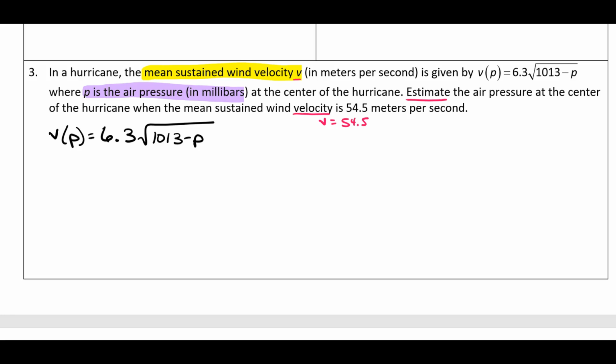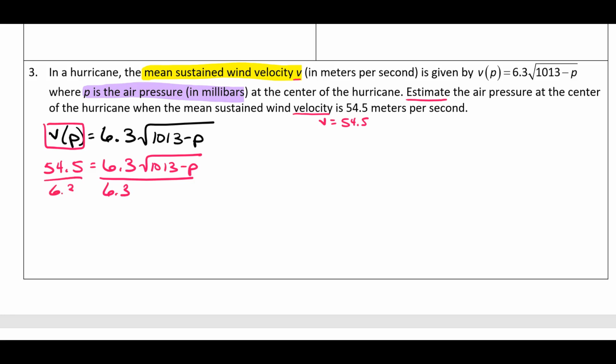So we have to know if we're plugging in for V or P, which means where this V of P is, I'm going to plug 54.5. So 54.5 equals 6.3 times the square root of 1013 minus P, and we're going to solve. So our first step would be, again, to isolate the radical. So we're going to divide by 6.3.